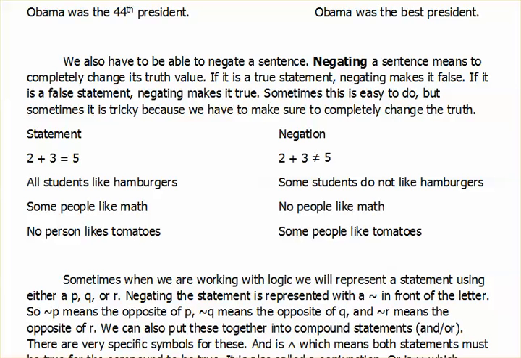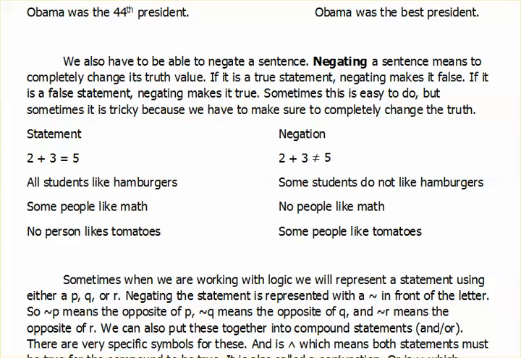Okay, here's a statement that says all students like hamburgers. Now think about what that means. That means that every single student, all of them, like hamburgers. So what would make that false, or what would be the opposite of that? It would be if even one person did not like a hamburger, then that statement would not be true. So we negate it by saying some students do not like hamburgers. Now, you might have been tempted to say no students like hamburgers and think that was the opposite, but that's not true. That's an extreme.